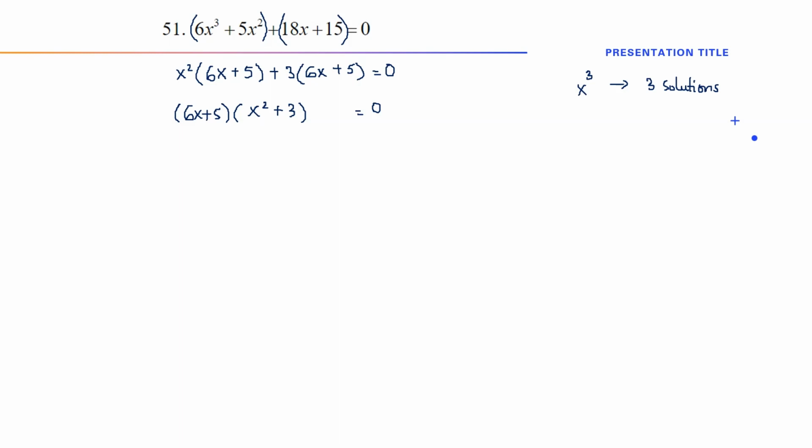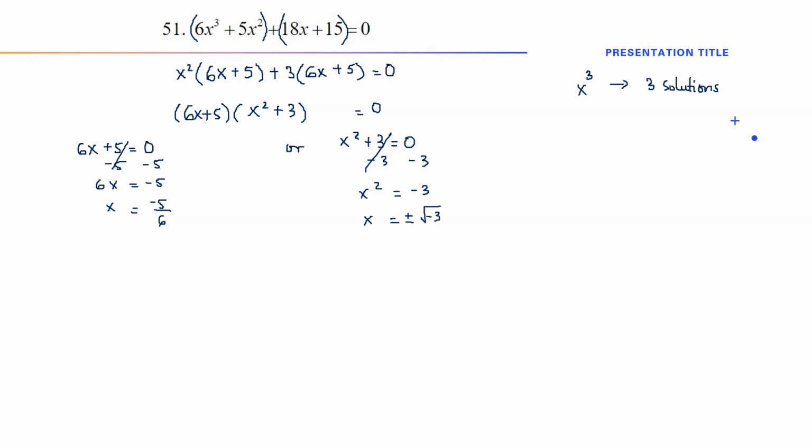Due to the zero factor theorem, we have 6x plus 5 equals 0, or x squared plus 3 equals 0. Now minus 5 on both sides: 6x equals negative 5, x equals negative 5 over 6. Now we subtract 3 from both sides: x squared equals negative 3. x equals plus or minus the square root of negative 3. x equals plus or minus i square root of 3.